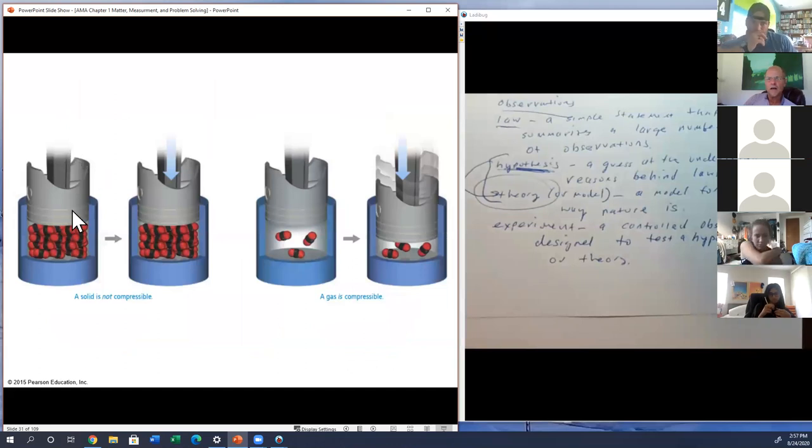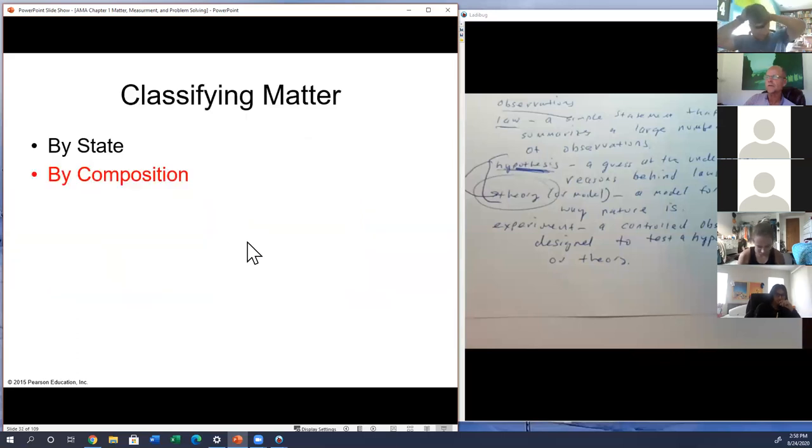A solid is not compressible. This would be an example of dry ice. If you try to push down the solid really hard, you can't really compress it very much. A gas, on the other hand, is compressible. If you push down on it, you can compress it. And again, I'm summarizing here and going quickly because you already watched a video on this. So that's one way of classifying matter.